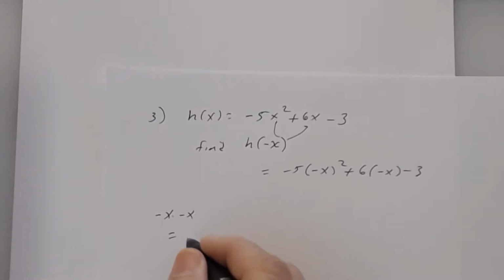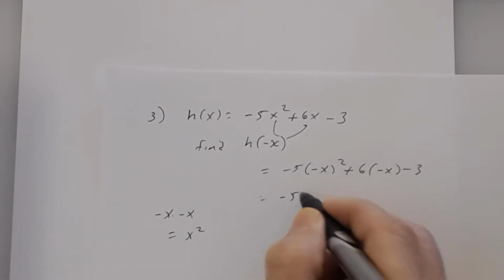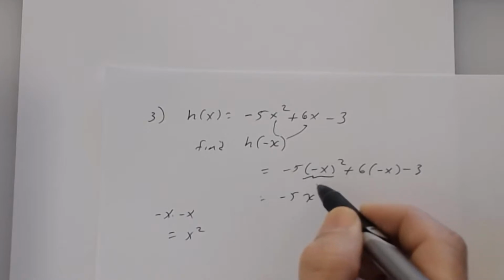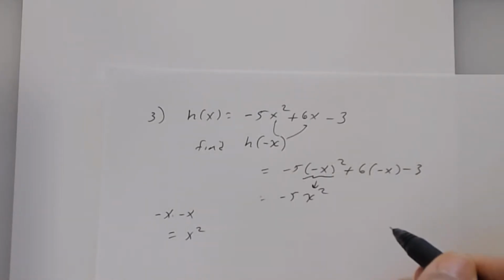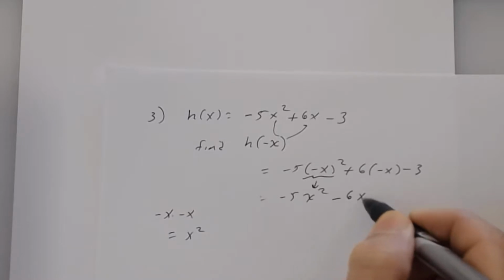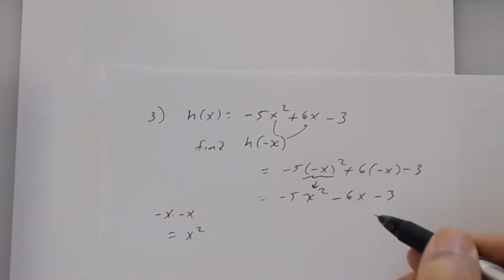Positive x squared. So this becomes a negative 5x squared, right? Because negative x times negative x is x squared. And what's a positive 6 times a negative x? And then minus 3. And then combine your like terms, you're done.